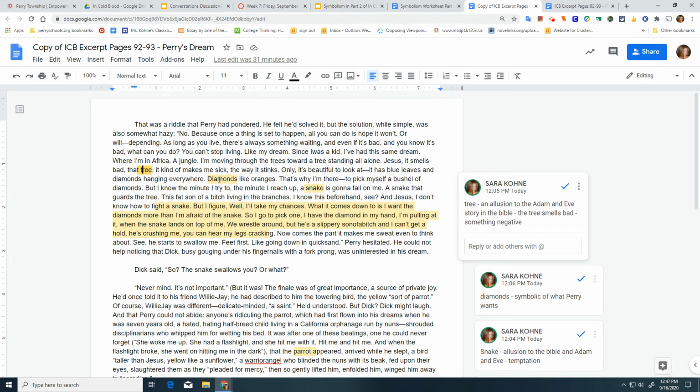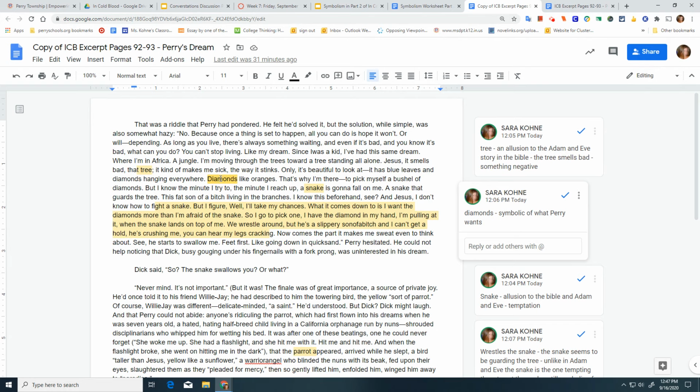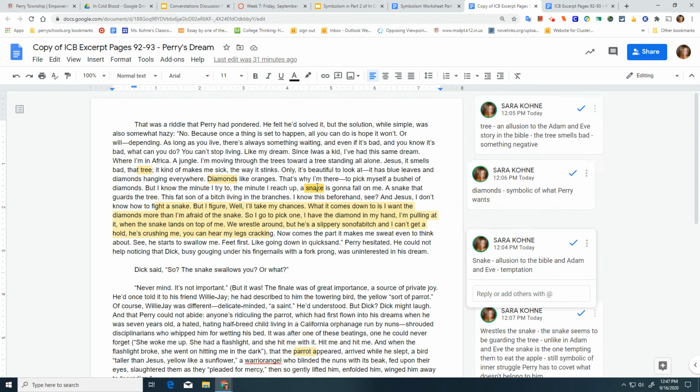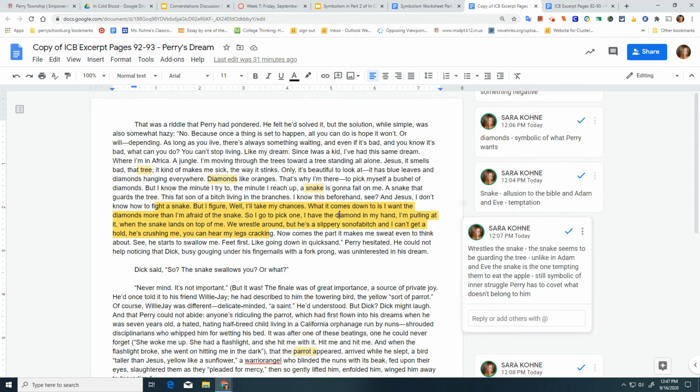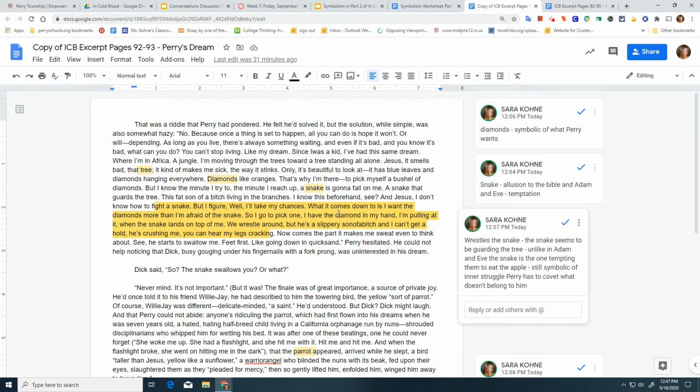And then there's diamonds growing on this tree. And that's sort of symbolic of the apple. Adam and Eve wanted the apple, the diamonds. That's what Perry wants in life. He wants the diamonds. He wants what other people have. And then there's this snake. That's an allusion to the Bible. Again, the Adam and Eve story. The snake tempts them. But in this case, he's wrestling around with the snake. He talks about wrestling with the snake. The snake seems to be guarding the tree, unlike Adam and Eve.